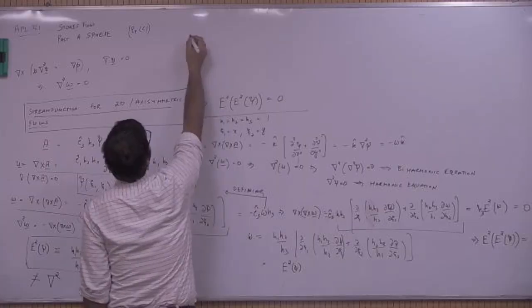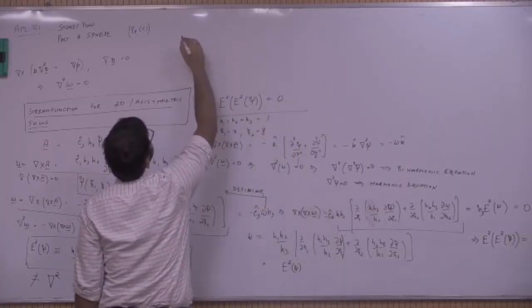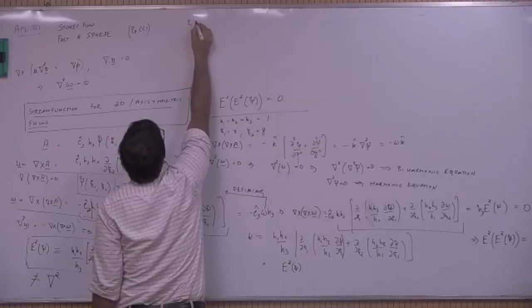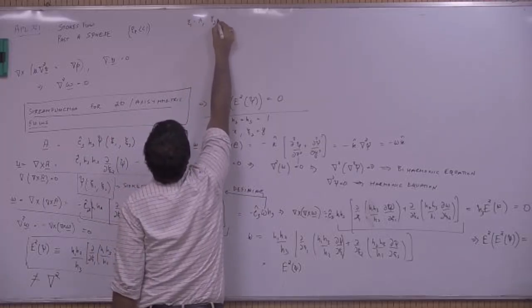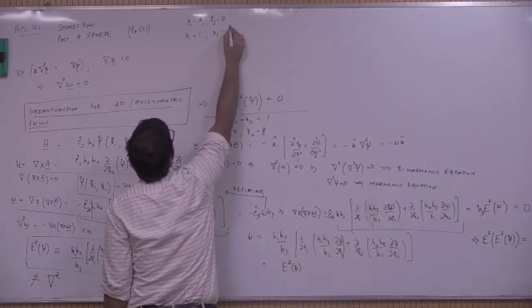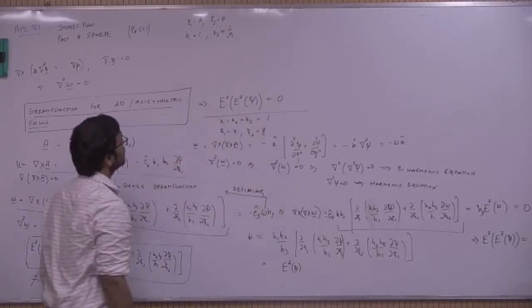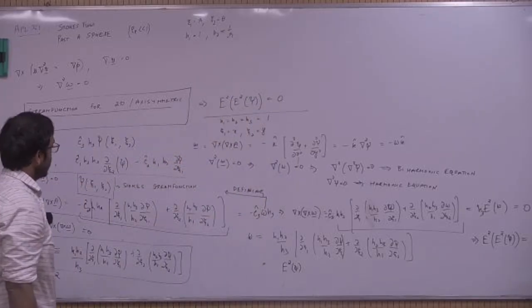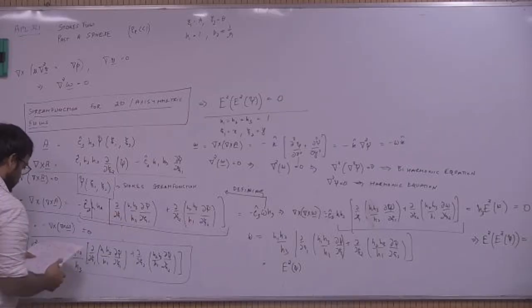Let us take the example of cylindrical coordinates. So, in cylindrical coordinates, your C1 is r, your C2 is theta, H1 is 1, and H2 will be 1 by r. Okay. So, substitute that here, see what you get.